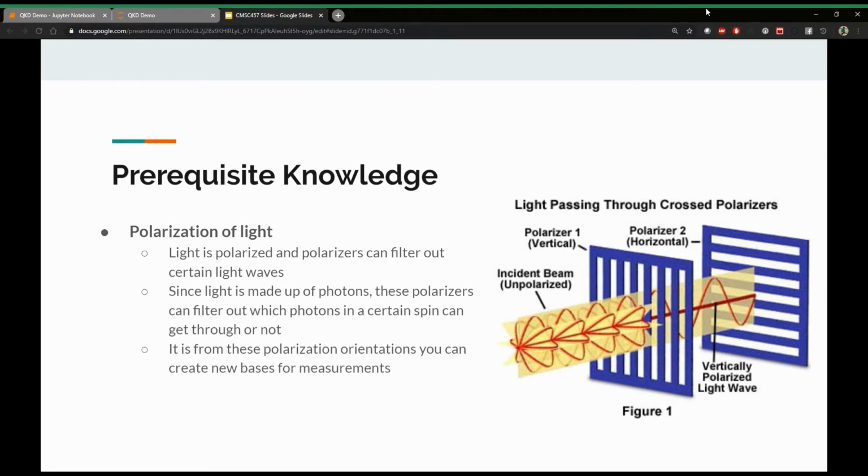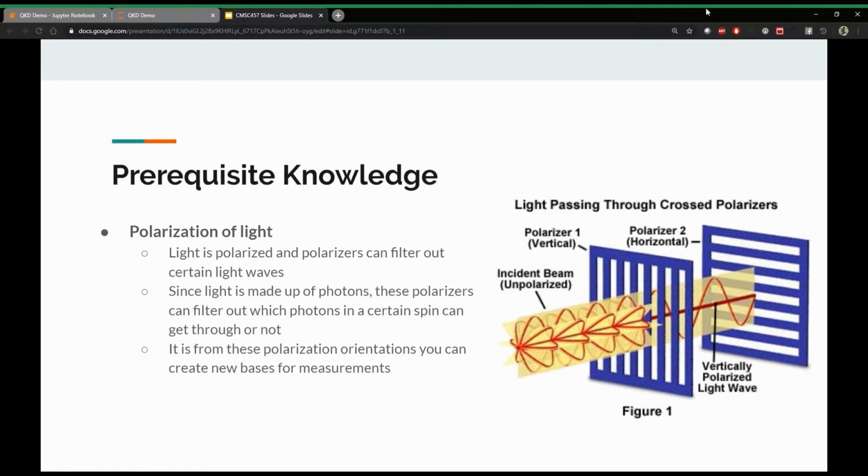Some prerequisite knowledge that would be useful to know before I go into this topic is the polarization of light. Light is polarized, and polarizers can filter out certain light waves. Since light is made up of photons, these polarizers can filter out which photons in a certain spin can get through or not. It is from these polarization orientations that you can create new bases for measurements.